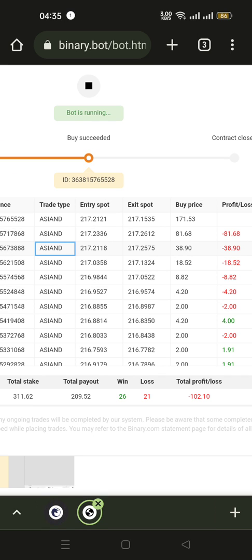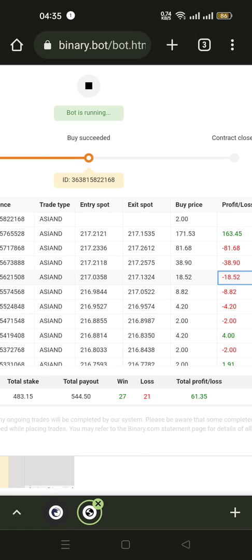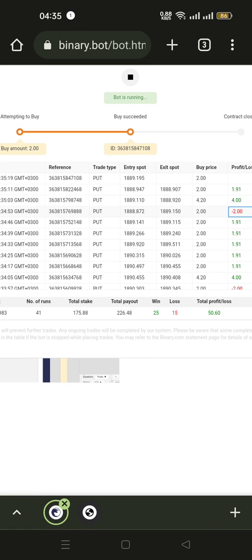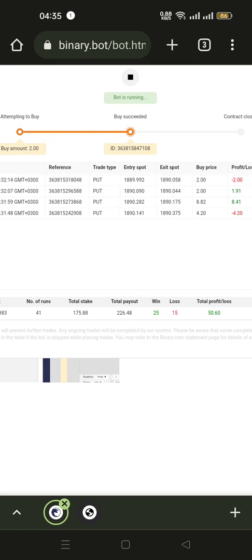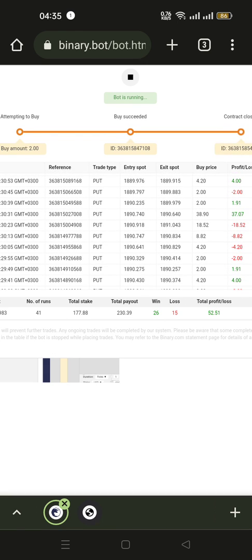If we check on this other side, you can see the same bot has now shifted. We have 1, 2, 3, 4, 5. Those are 5 consecutive losses on Asian under, but on this side of put, the same bot, there's no such. The highest, I think, was 4 times.